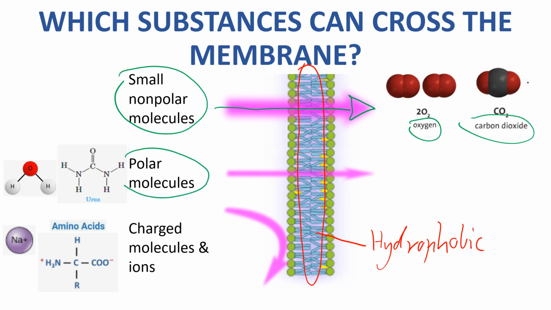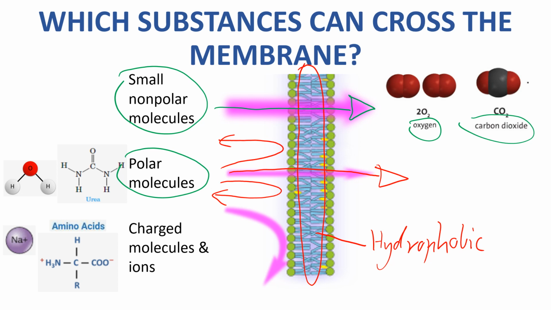Polar molecules, they include water and urea, like we mentioned before. They're hydrophilic, so they prefer to bond to water. But their bonds to water aren't really, really strong. So they can occasionally, and to a small extent, still cross the membrane. But many of them will still just bounce off and stay in or outside the cell, wherever they started from.